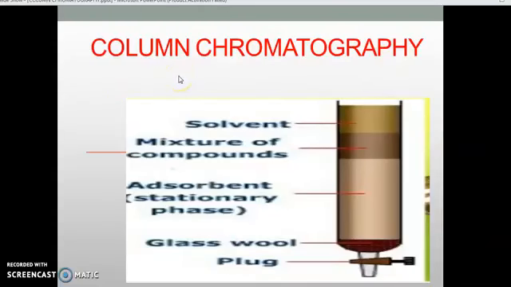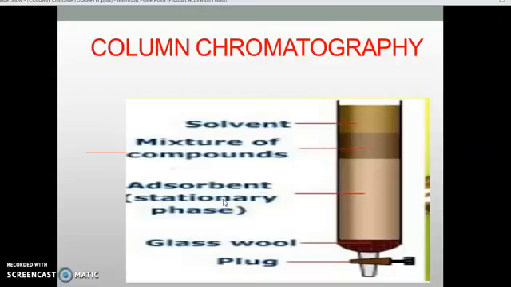Now, the column itself is a type of deep container with a particular long shape. The arrangement of this column has a plug at the bottom, just like a conical flask, where one end is fitted with a filter unit. Then the glass wool is present, and at the end of these sections we have two types of phases.